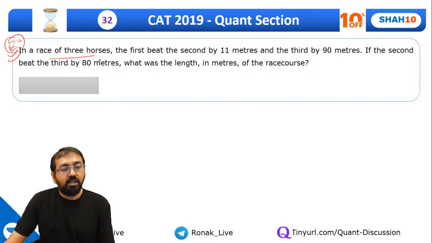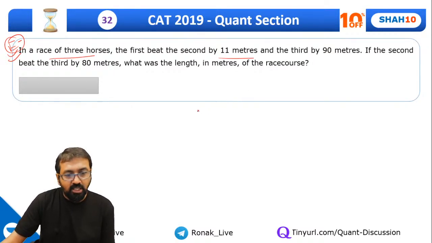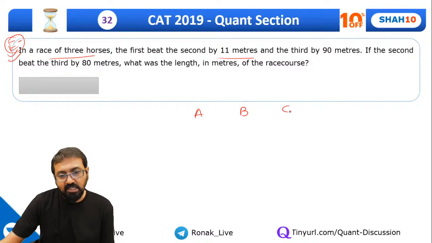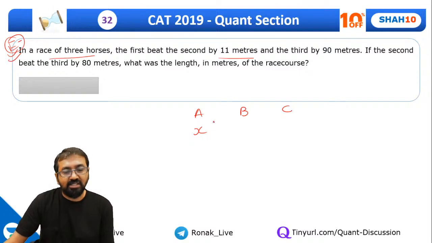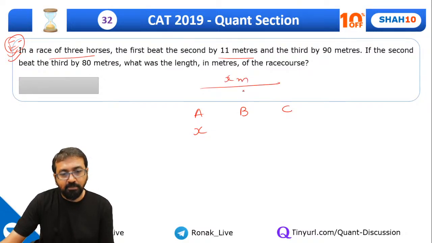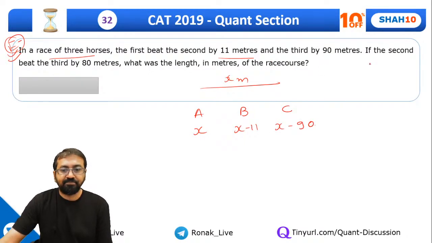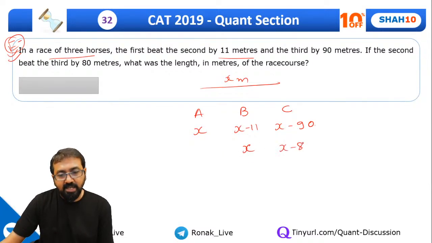In a race of three horses, the first beat the second by 11 meters. Okay, so let's take 3 horses as A, B, C. The first beat the second horse by 11 meters. So the winner always runs the full distance. Let's assume the racetrack as X meter. So this is X by 11. And third by 90 meters. So this must be X by 90. If the second beat third by 80 meters, that means when the second runs X, the third runs X minus 80. What is the length in meters of the race course?